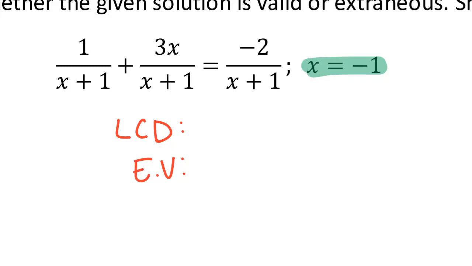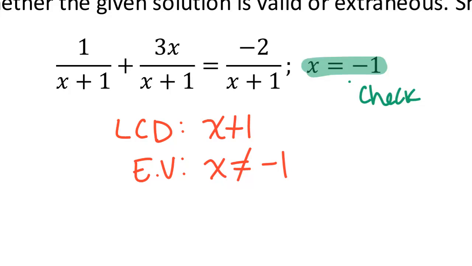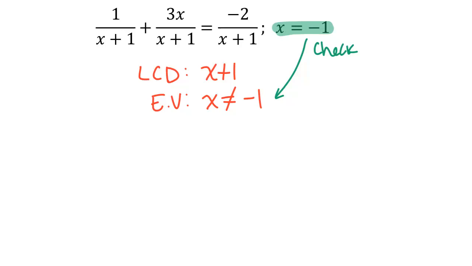What is my LCD? What's in the denominators? X plus 1 together. Yes? Okay. Then what's the excluded value? What would make that a 0? A negative 1, right? If you subtract 1, it gets you negative 1. X cannot equal negative 1. Then check this solution. Is this an excluded value? Yes. So it cannot equal negative 1. So therefore, this is extraneous.